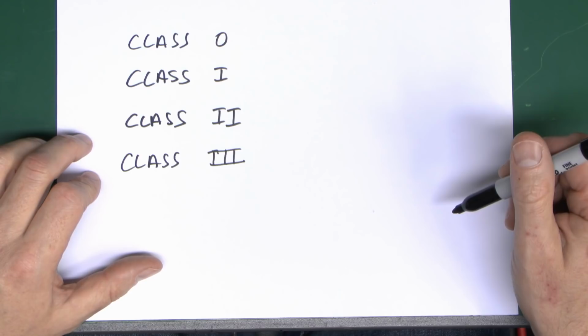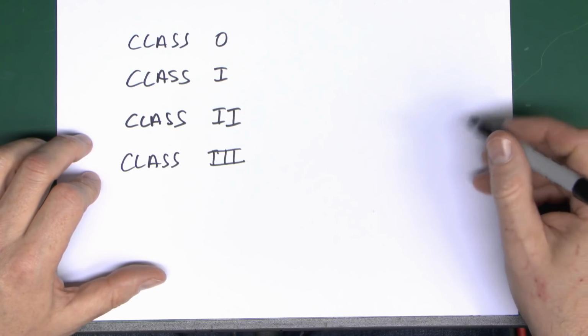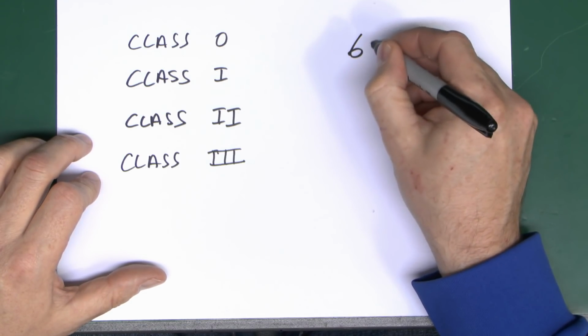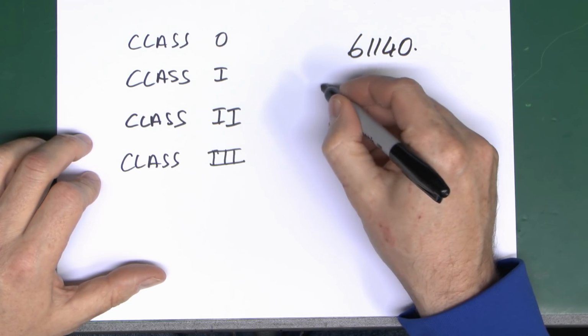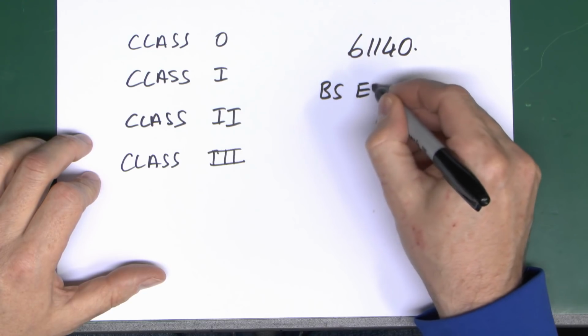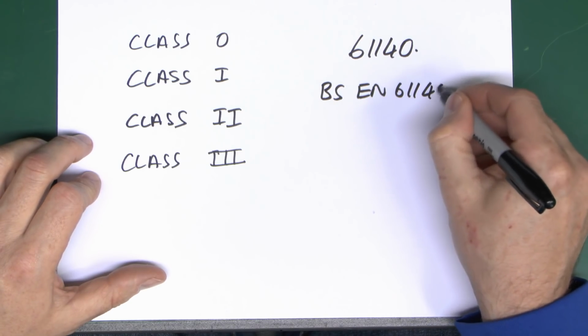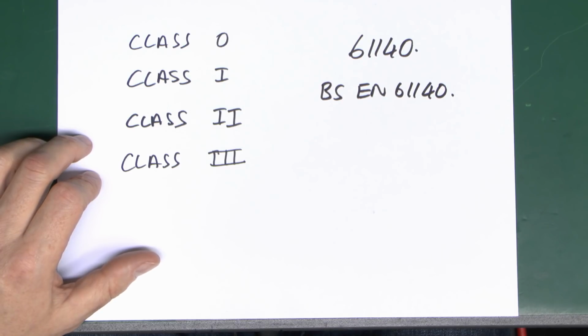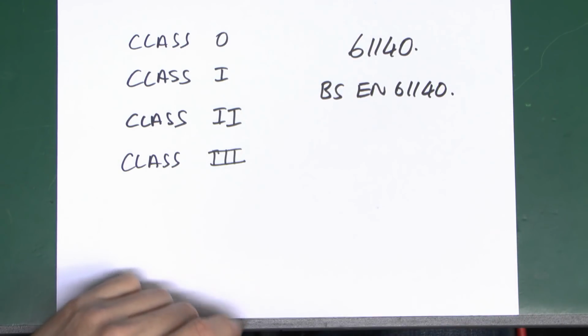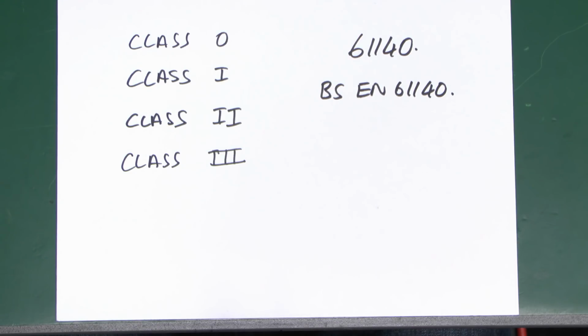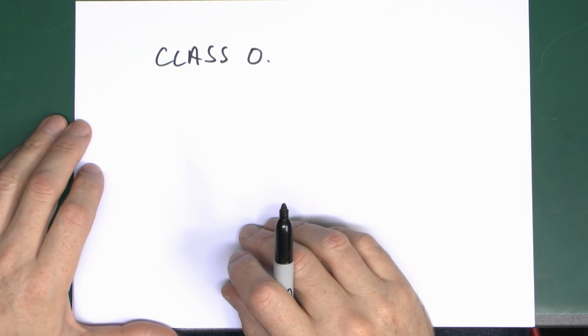Now, all of these things are defined in another standard, and the particular standard in this case is 61140. If you want to go and buy that, then you can. It's BS EN 61140, and as with all these things, it's surprisingly expensive, but we're not going to necessarily go through the entire thing. We'll just cover what the various classes actually mean and the implications for when you're installing them. So let's have a look then.